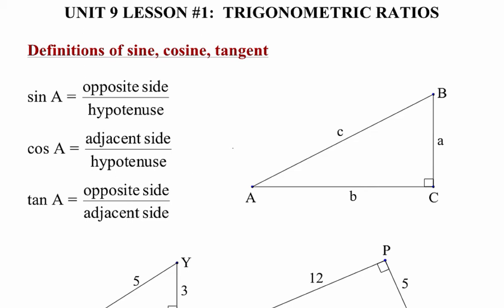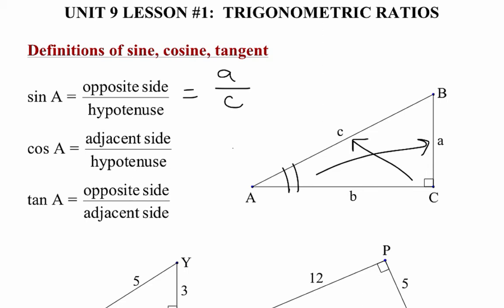Now, that's a very big word for something very simple. There are three definitions that I need you to know: sine, cosine, and tangent of an angle. Now, the definition of the sine of an angle, in this case we're talking about angle A, is considered the opposite side, which in this case is A, compared to the hypotenuse, which is always the side across from the 90 degrees, which in this case is C.